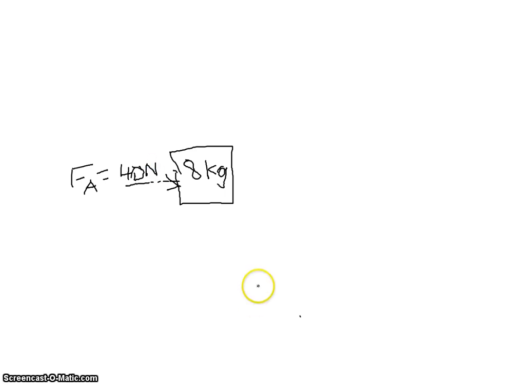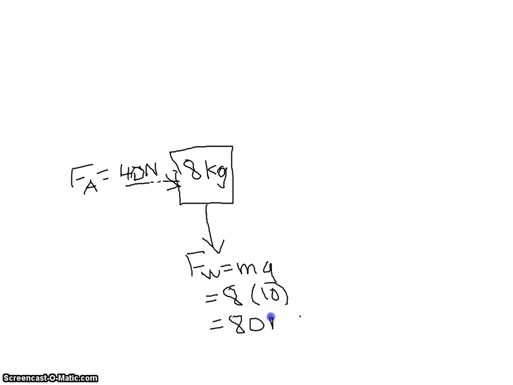So what else is it that we need to know? Well, we can figure out what the weight force is. Because we know that weight is the mass of an object times gravity. So we take the mass and we multiply by gravity. And so we know the weight force is equal to 80 newtons.